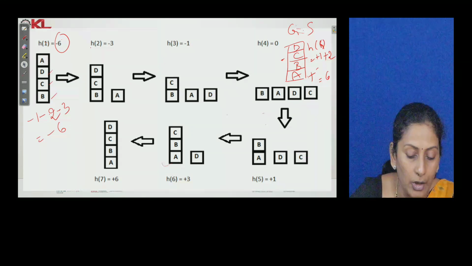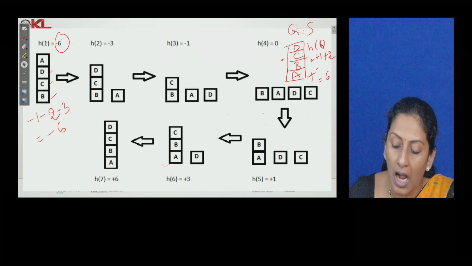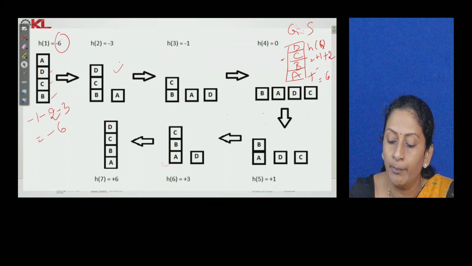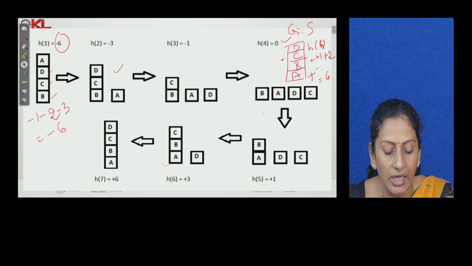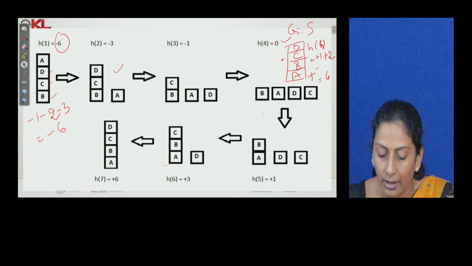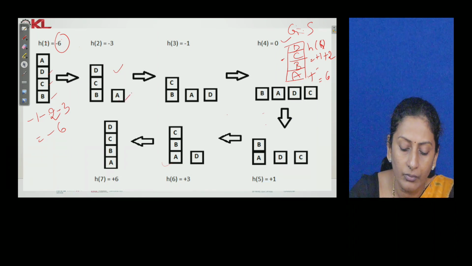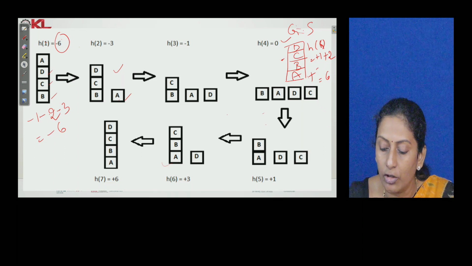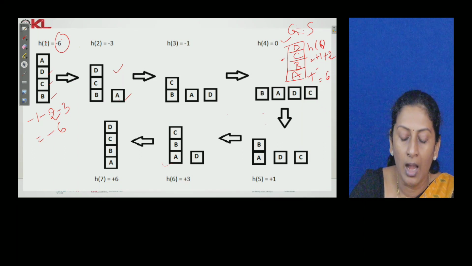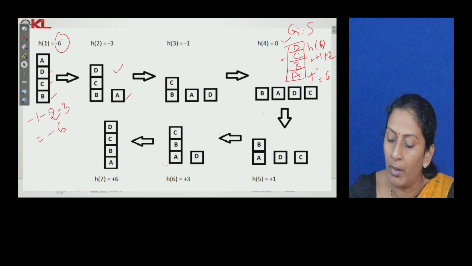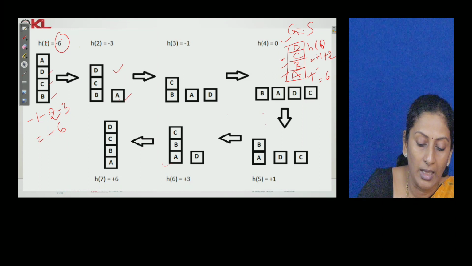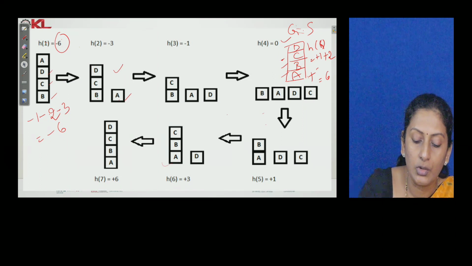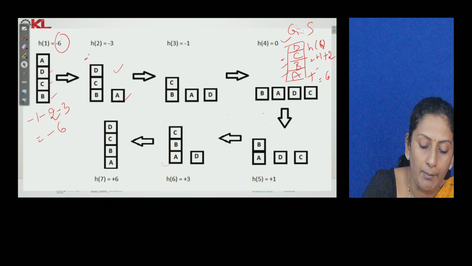Again I need to calculate the heuristic. How do we calculate it? We compare this state with the goal state, right? So under B there should be A, but here nothing is there, so don't calculate anything. Under A there should be nothing, here also there is nothing, so don't calculate anything. Under C there is only B, but in the goal state under C there are B, A, so there should be two blocks, but there is only one block here, so one block is wrongly placed, so it is -1.